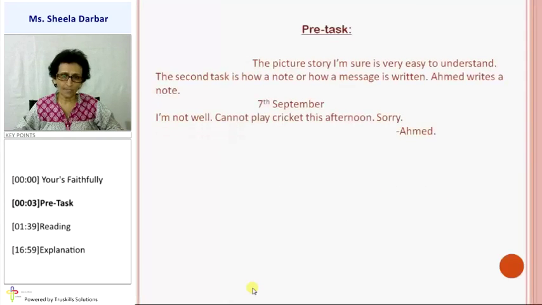Let us see the pre-task. The picture story, I'm sure, is very easy to understand. Looking at the picture, you can arrange them and understand what is happening. The second task is how a note or how a message is written.